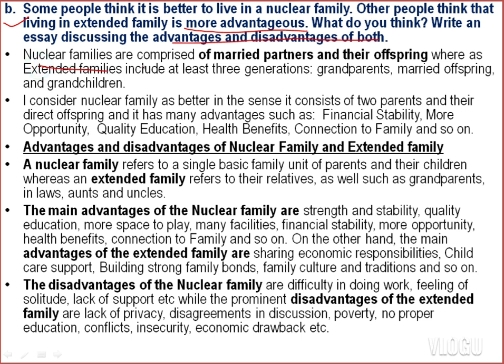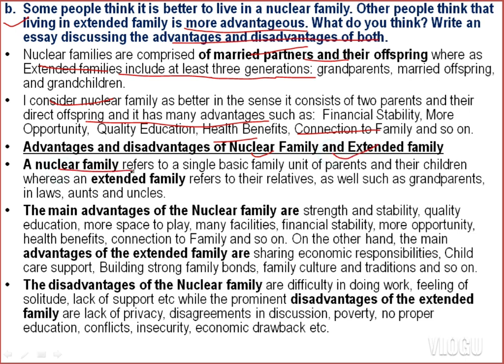Nuclear families are comprised of married partners and their offspring, whereas extended family include at least 3 generations, grandparents, married spouses, and the grandchildren. I consider nuclear family as better in the sense it consists of 2 parents and their direct offsprings, and it has many advantages such as financial stabilities, more opportunities, quality education, health benefits, connection to the families, and many more. So that's advantages and disadvantages of nuclear family and extended families.